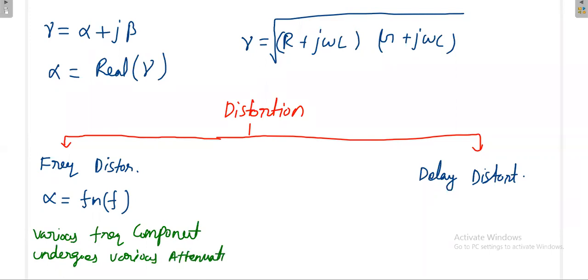அதான் சார் இங்க சிம்பிள் ஃபார்மட்ல எழுதியிருக்கேன். Alpha is what, sir? Function of frequency. Yeah, because gamma is equal to what? Alpha plus j beta. If gamma is a function of frequency, definitely alpha also has to be a function of frequency. Okay, so இதுதான் வந்து frequency distortion.